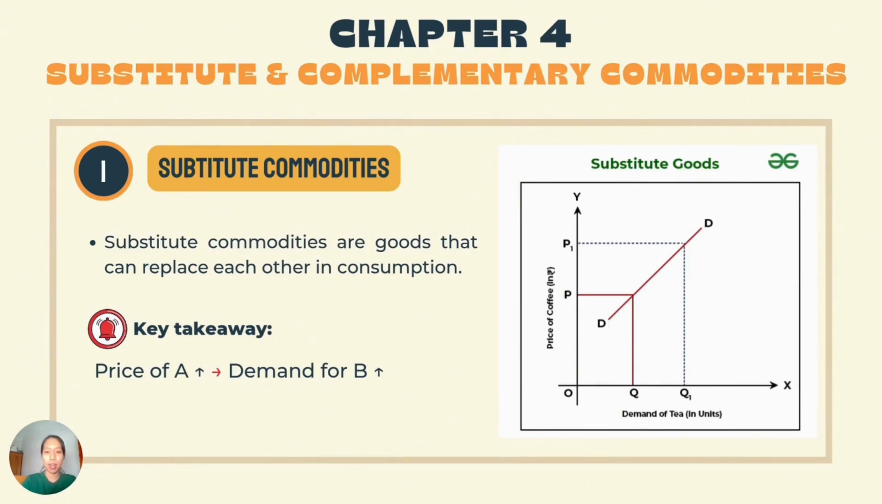So as you can see on the graph here, the x-axis is the demand of the tea, and the y-axis is the price of coffee. So when the price of coffee increases, then the quantity demanded of tea also increases. So the thing that we need to remember for the substitute commodity is that when the price of A increases, the demand for B also increases, then that is the characteristic of the substitute commodity.